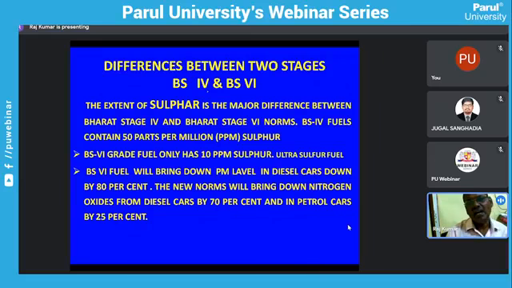The thrust area in BS6 is that the sulfur content should be very much less. Ultra sulfur fuel is required. Earlier, of course, there was pressure on the refineries to supply the ultra sulfur fuel to all the petrol pumps at the initial stage, but they have managed. Presently, ultra sulfur fuel is available at all the petrol pumps.